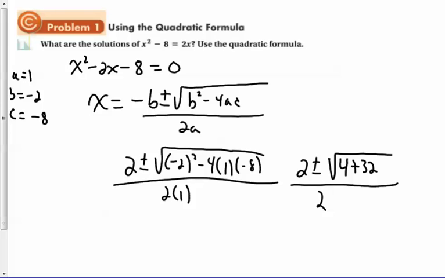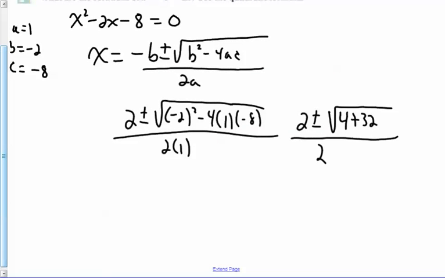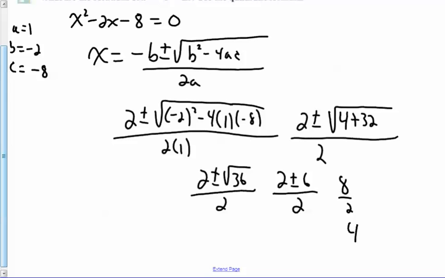Then I do 2 plus and minus the square root of 36, all over 2. Well, what's the square root of 36? It's 6. So it's 2 plus and minus 6 over 2. Now it looks a little weird, but if you think of it this way, what's 2 plus 6? That's 8. So my answers are 8 over 2, which is 4, and 2 minus 6, which is negative 4 over 2, and that's negative 2. So what you found are your two solutions, 4 and negative 2. I know it seems a little bit crazy, but that's how it works.